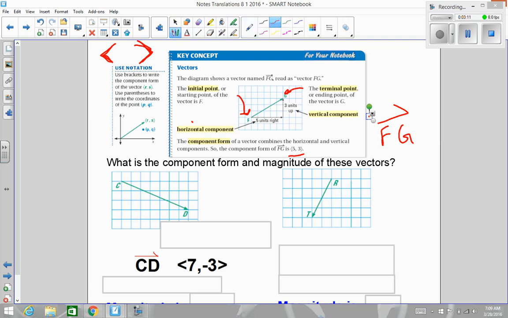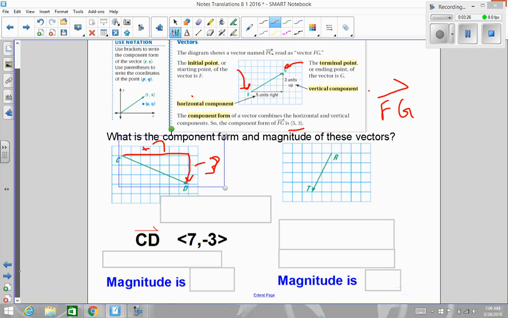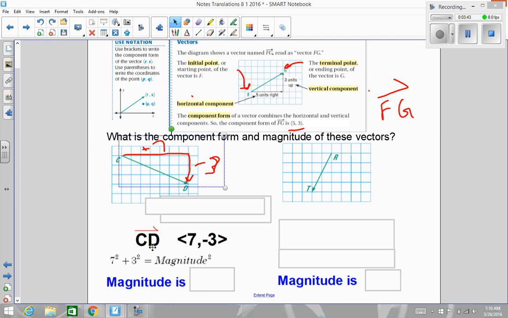as we look at that, it has a horizontal component in this direction, which is 7, and a vertical component of negative 3. And so my component form of my vector is 7 comma negative 3. When you're going to find the magnitude of a vector, it's basically the Pythagorean theorem. We take these two numbers and put them in the Pythagorean theorem. So that would be 7 squared plus 3 squared, which equals the magnitude squared. When we finish solving that, we get the square root of 58. So the magnitude of that vector is the square root of 58.